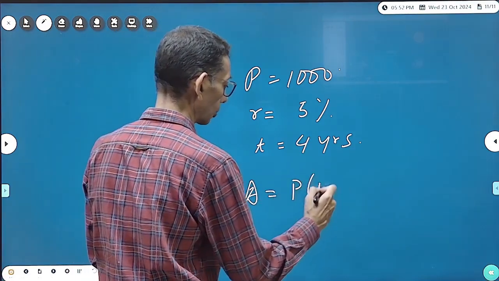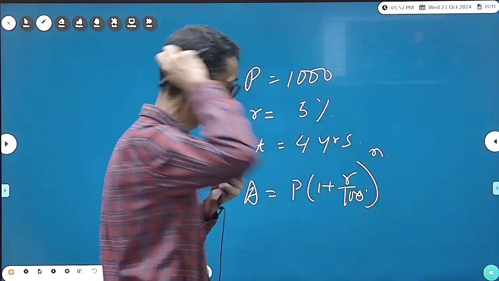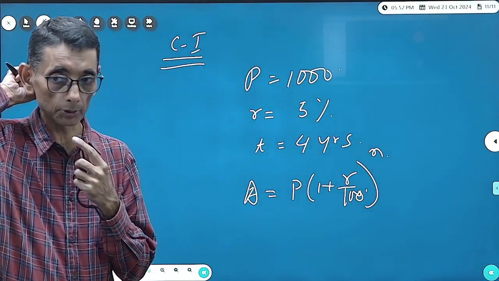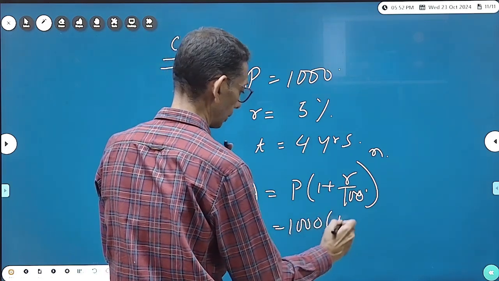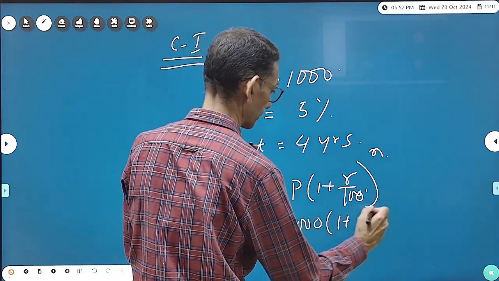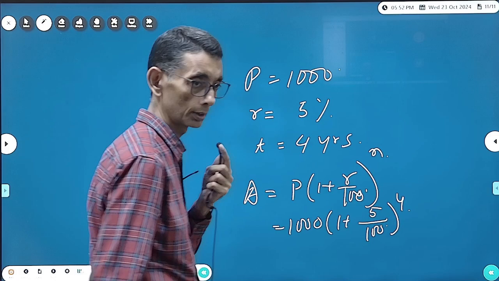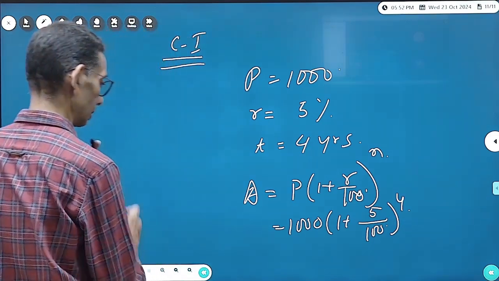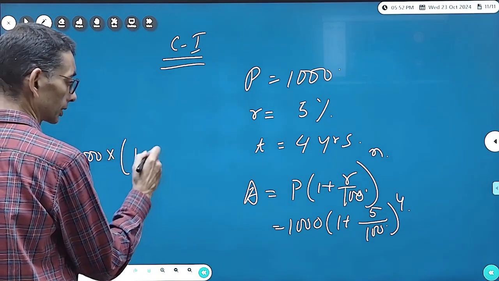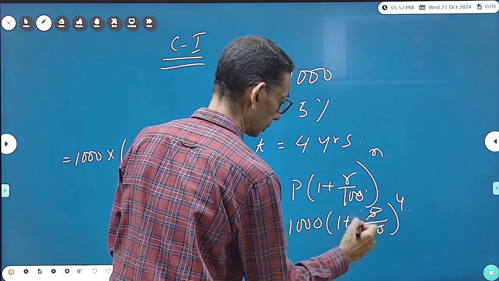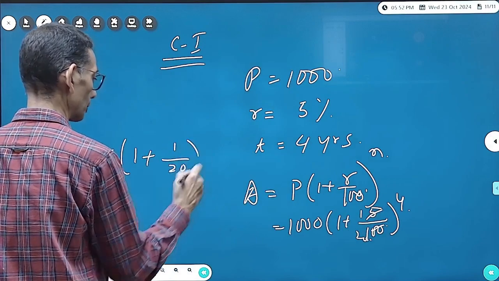P (1 + R/100) to the power n. Because it's a question of compound interest. So P is 1,000, 1 plus R, 5 by 100, whole to the power n, n is 4. 1000 into (1 + 5/100), cancel to get 20, so this becomes (21/20) whole to the power 4.